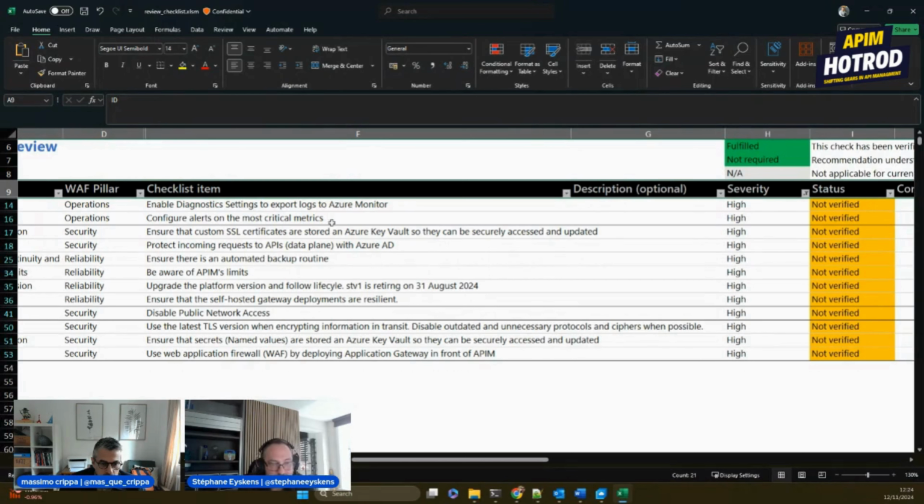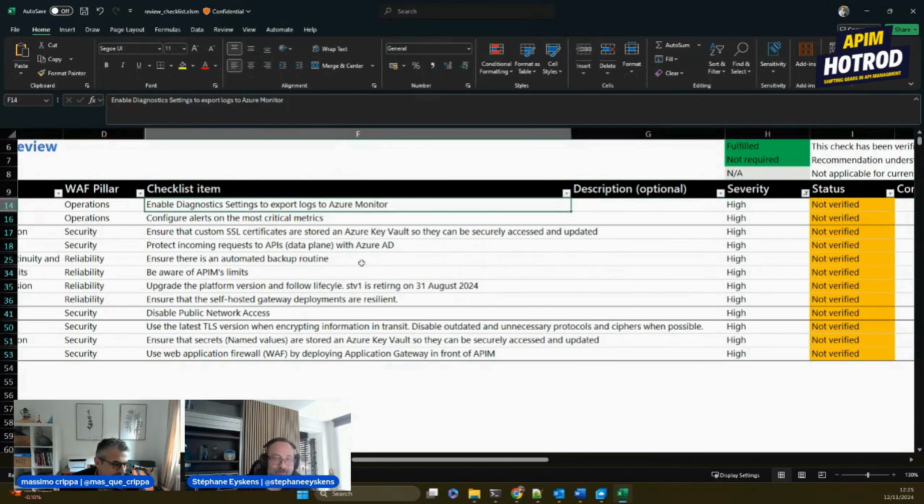If you see, for instance, use the latest TLS version. Or enable diagnostic settings, right? Let's start with the first one. That's very normal, of course, but indeed, it's not enabled by default. So if you don't do it, then it will not happen by magic. Of course, it's common sense, but it's always worth to check.